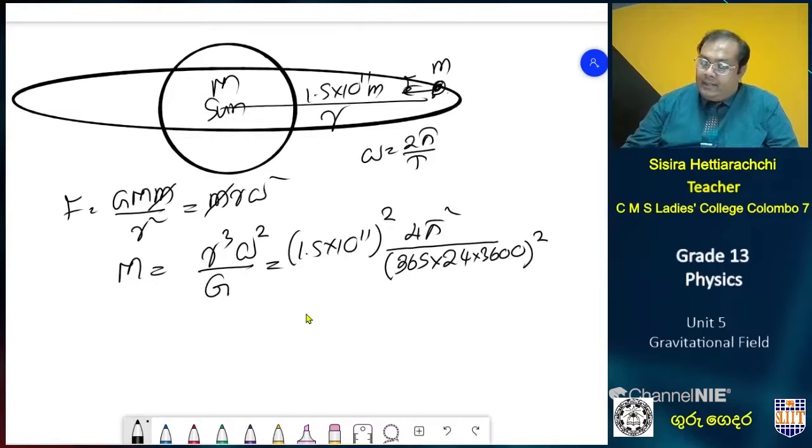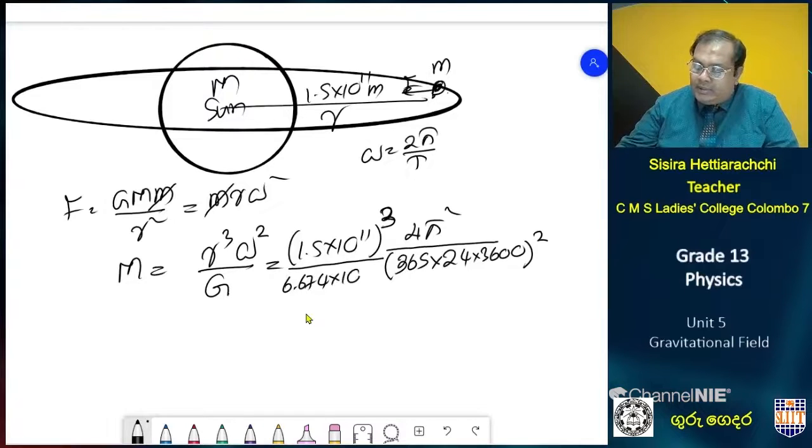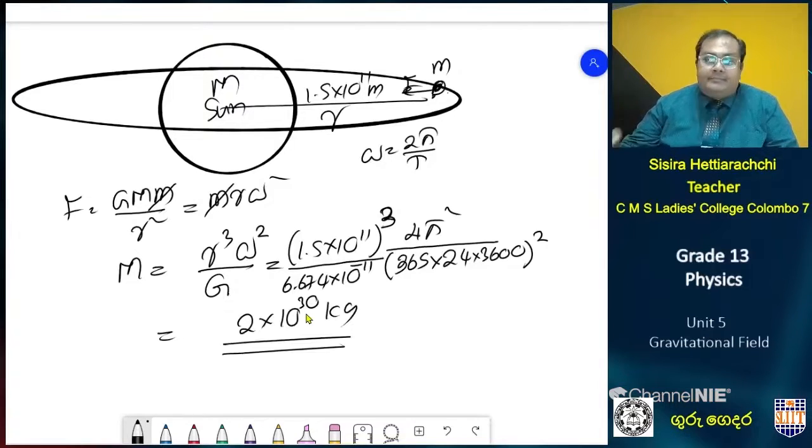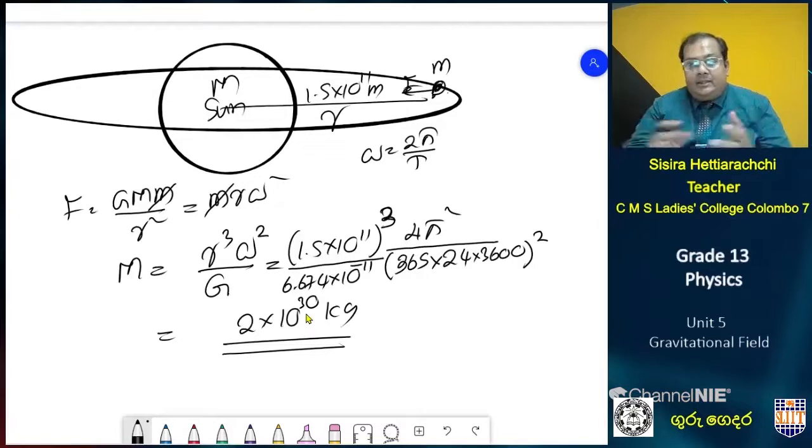Then R cubed we need here, 1.5 × 10^11 cubed, and G also we know: 6.674 × 10^-11. Simplification is up to you. The answer I can give you is 2 × 10^30 kg exactly. That is the mass of the Sun. It's very nice. Then next I'm going to consider another explanation, because for any kind of satellite we can do that also.